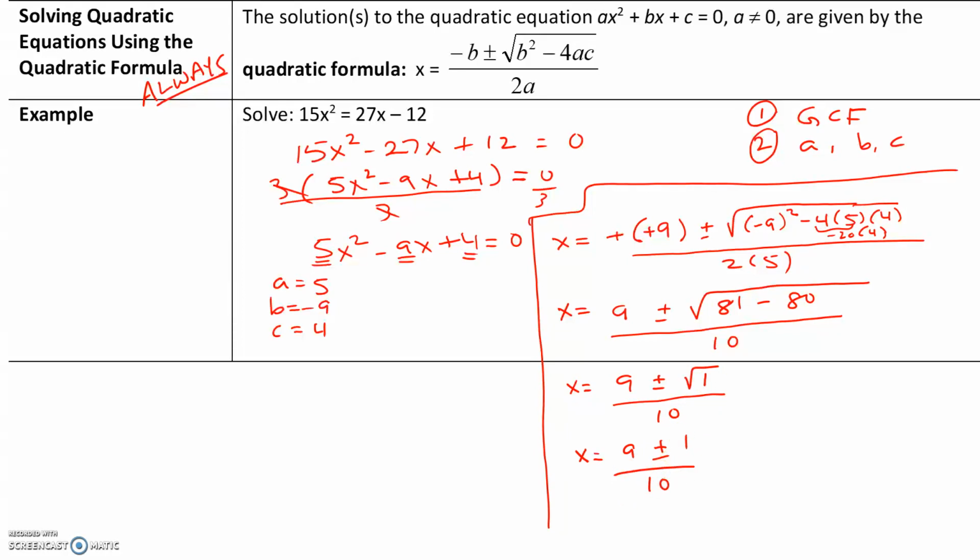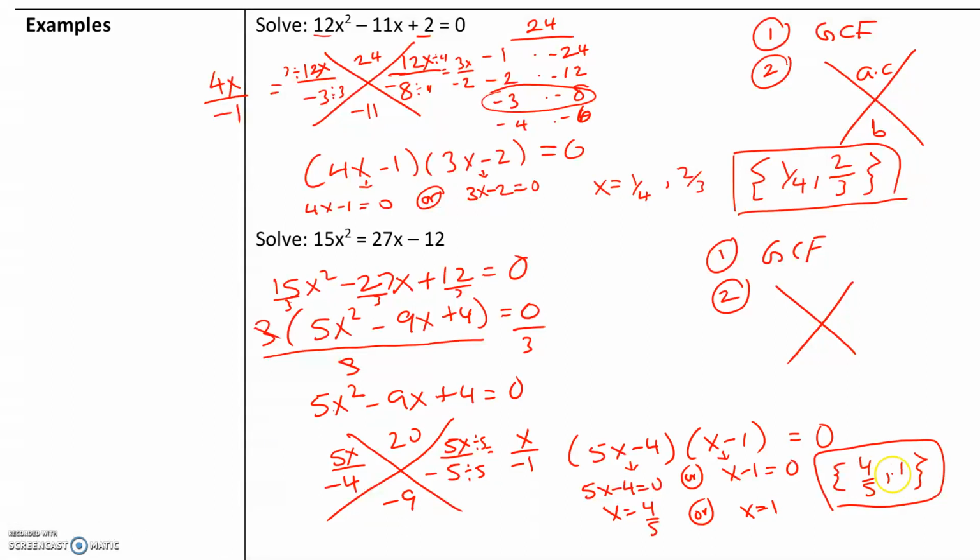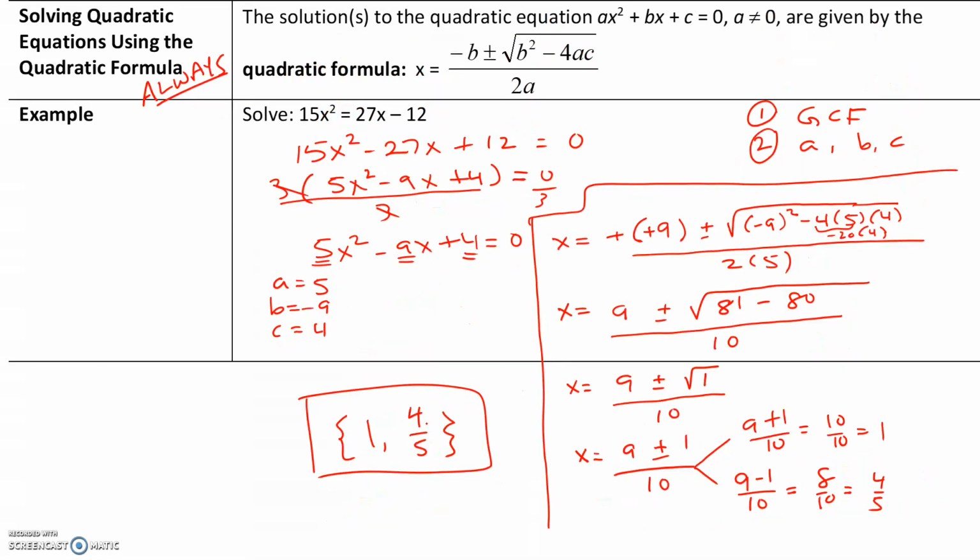Now here's what the plus or minus means. It means that x could be 9 plus 1 over 10, or x could be 9 minus 1 over 10. So 9 plus 1 is 10 over 10, which is 1. 9 minus 1 is 8 over 10, which is 4/5. So our solutions are x equals 1 and x equals 4/5. Now notice that in the previous slide, when we solved this by factoring, we got the exact same solutions, 4/5 and 1. Okay, but the quadratic formula works all the time.